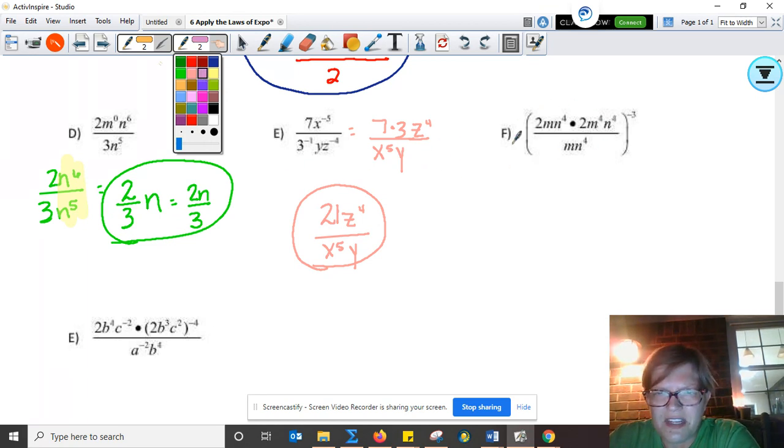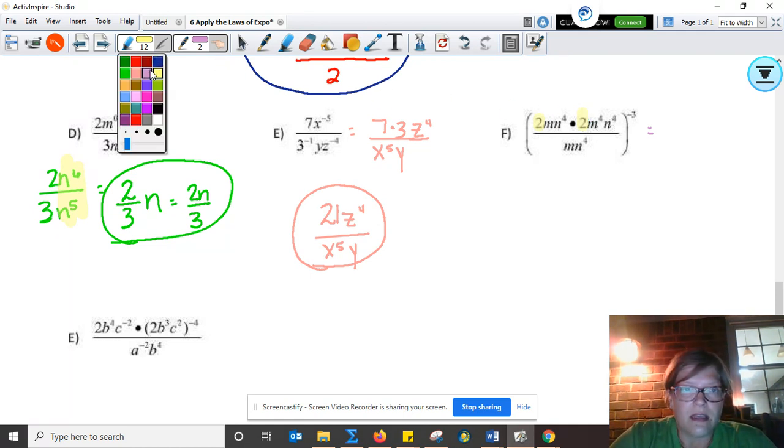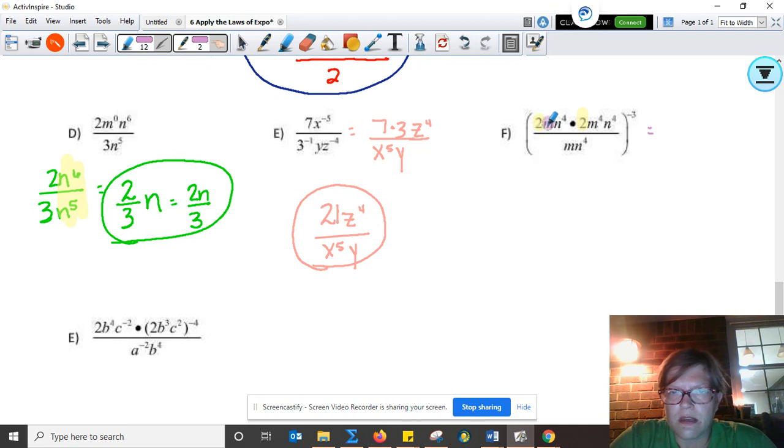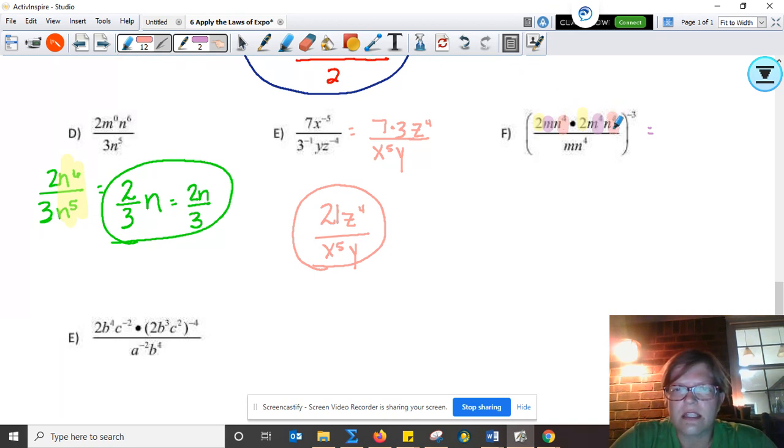All right, so this stuff in here, simplify what's inside the parentheses before you raise it to the power. That's going to make your life a lot easier. So we have 2m to the 4th times 2m to the 4th n to the 4th. First of all, let's start with that. This 2 goes with this 2. Now we're multiplying all that stuff. This m goes with this m. Remember, if they're the same base, you're going to add the exponents. This n goes with this n. So let's first of all simplify that.